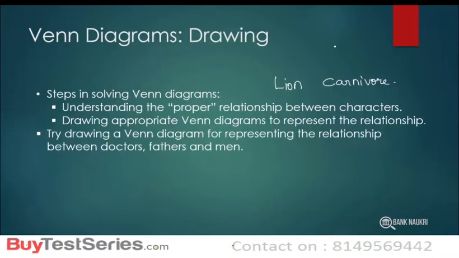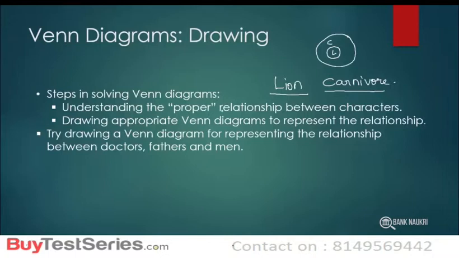I can represent lion by one circle. Can I say all lions are carnivores? Yes, it is actually possible. So carnivores can also be represented by this circle. Now this Venn diagram states that all lions are carnivores and some carnivores are not lions also. So to solve questions of this kind, the proper relationship between these two terms should strike our mind. The relationship between these two terms is all lions are carnivores, hence aiding us in solving the question.